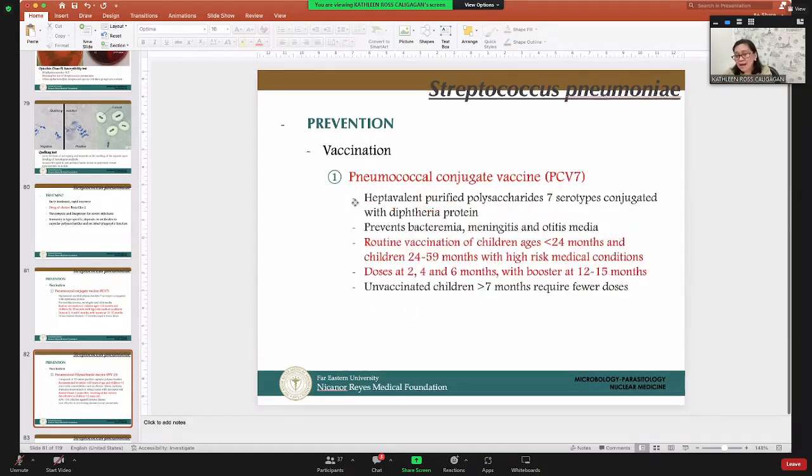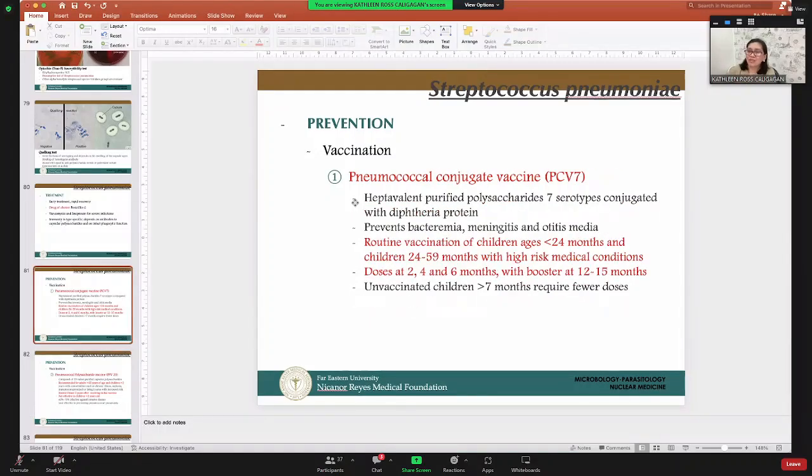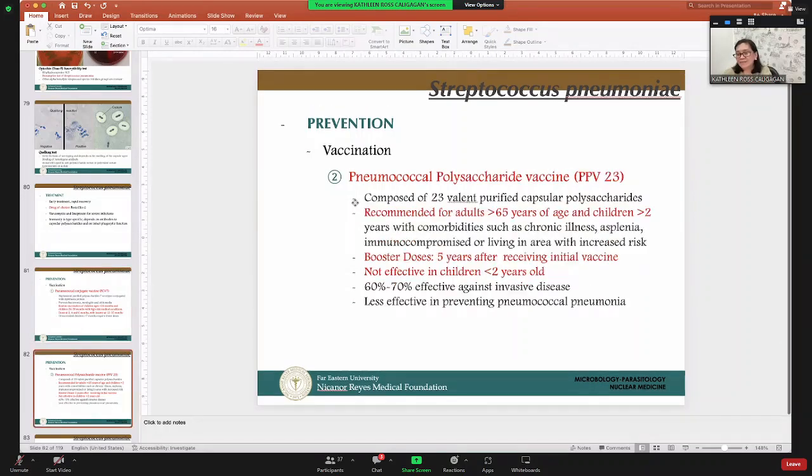So the children that missed the pneumococcal vaccine before the age of 2, you give them this one, the pneumococcal polysaccharide vaccine, with a booster given at 5-year interval after receiving the initial vaccine. So this one, the PPV23, is not given to children less than 2 years old. Instead, you give PCV7. Okay.